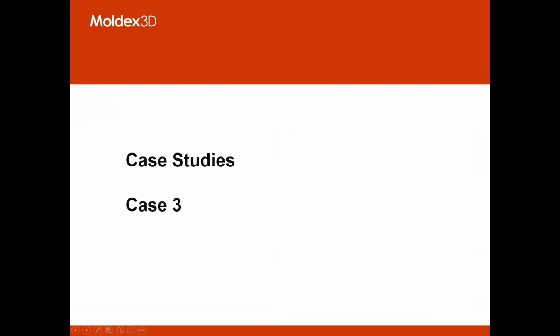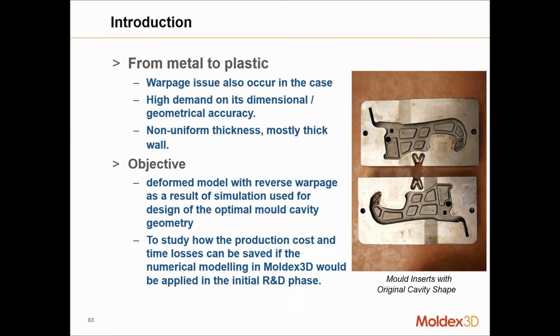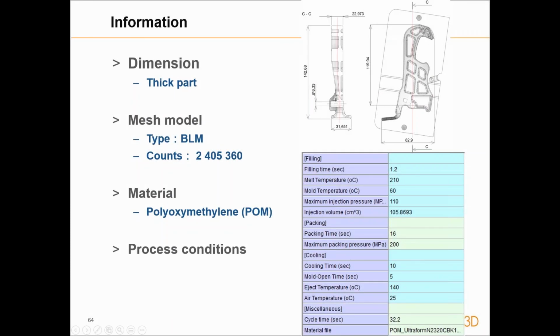Now, the next case is an interesting case, actually. In this scenario, they were trying to switch from metal to plastic. Now, of course, again, they were dealing with thick walls, non-uniform thicknesses, etc. And what they were trying to do was a reverse warpage study to see how they could use simulation to optimize their overall design, right?